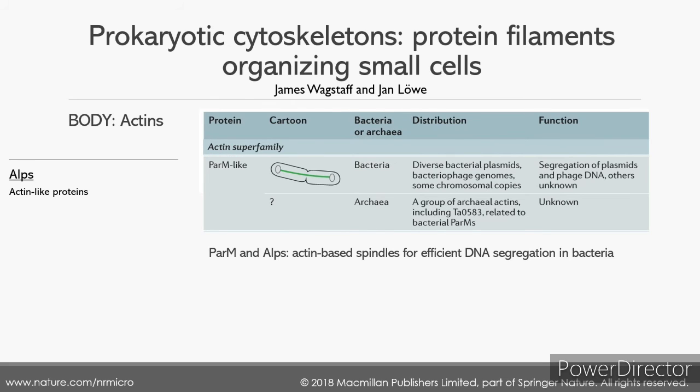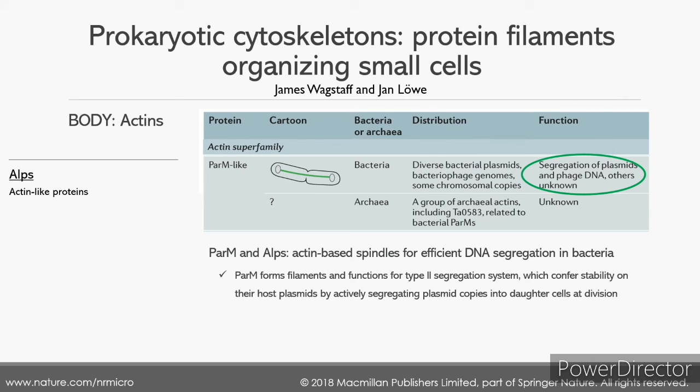In addition to the three well-studied chromosomally encoded bacterial actins previously mentioned, there are a large number of diverse plasmid-encoded and bacteriophage-encoded actins. Although the abundance and diversity of this group of bacterial actin-like proteins, or ALPs, were not recognized until recently, one member of the group has been the subject of study for many years, namely the ParM protein, which is prototypically found on the E. coli R1 plasmid. ParM forms filaments and functions in a type 2 segregation system, which confers stability on host plasmids by actively segregating plasmid copies into daughter cells at division.